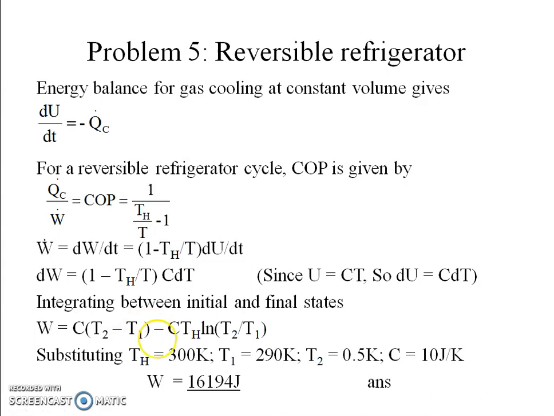Initial state is when the temperature T1 of the gas is 290 Kelvin, and the final state of the gas is 0.5 Kelvin. So we have to integrate from temperature T1 equal to 290 Kelvin to T2 equal to 0.5 Kelvin. Just put these values and integrate between these limits. Also we know that TH is fixed at 300 Kelvin.